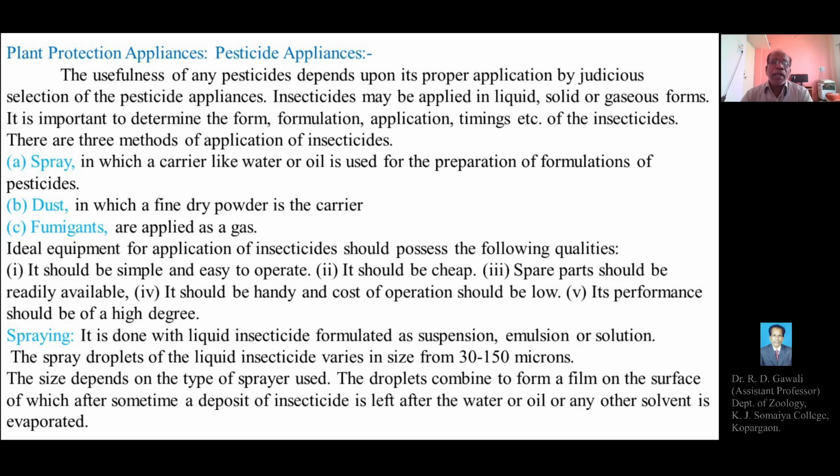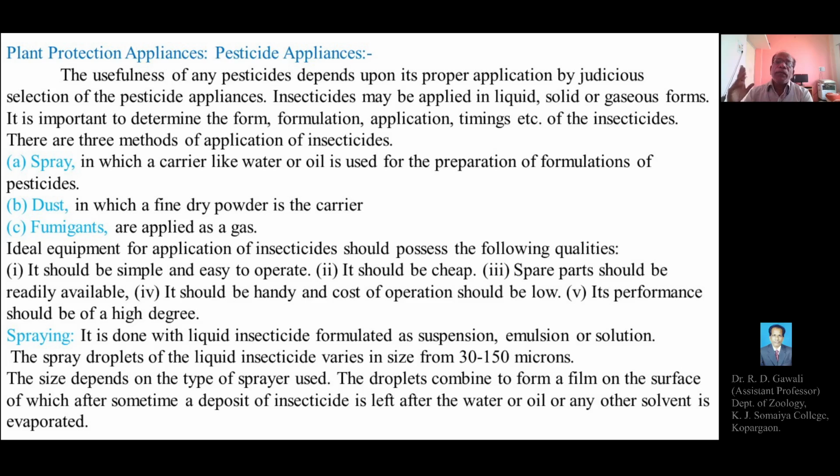It should be handy and the cost of operation should be low. The equipment should be handy and easy to operate, the cost of operation should also be low, and its performance should be of a high degree. The performance of the equipment in application of the respective pesticide should be of high degree or of best quality. Then first we'll explain about spraying.